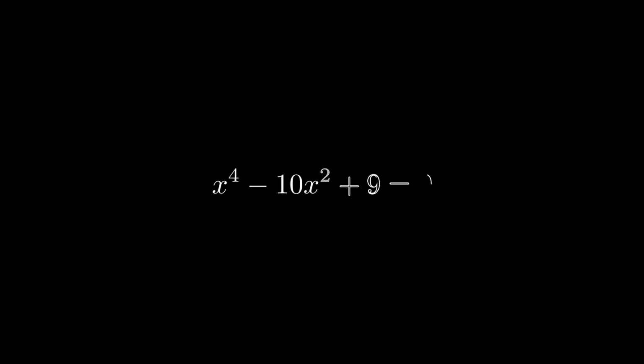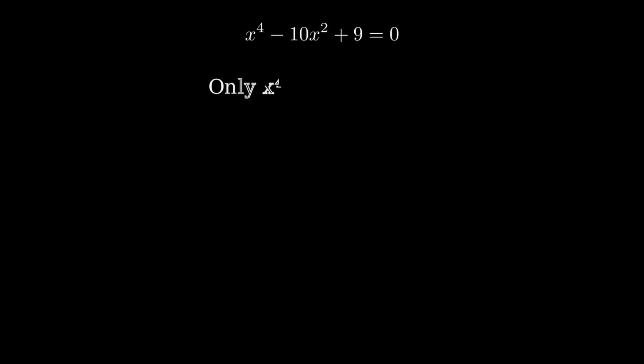A degree 4 equation, that normally sounds hard, but this one has a hidden shortcut. Let's solve it step by step. x to the fourth minus 10x squared plus 9 equals 0. Notice something. This equation only has x to the fourth and x squared.